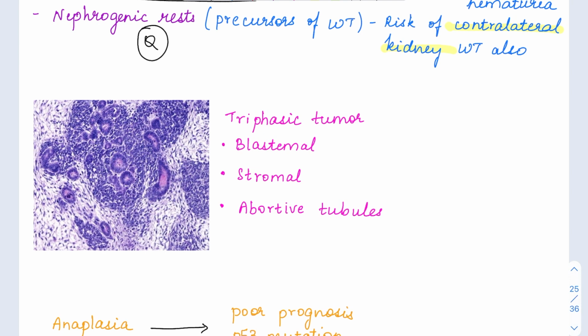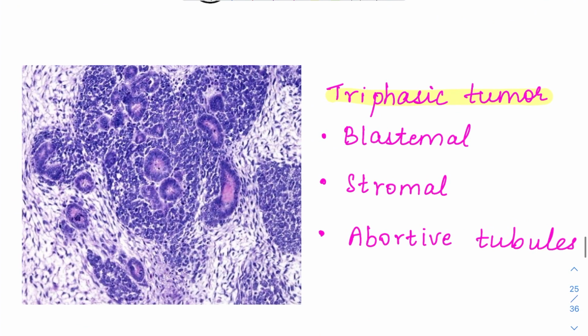And we all know Wilm's tumor is going to be a triphasic tumor. So triphasic tumor, what are the three components of Wilm's tumor? First component will be a blastemal component. So the blastemal part here is all these dark blue colored cells. So it appears quite dark blue, right?